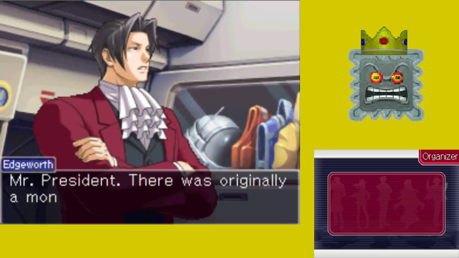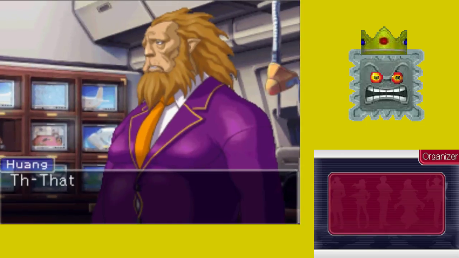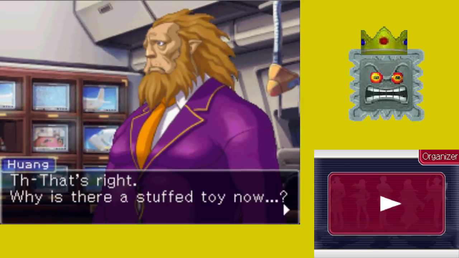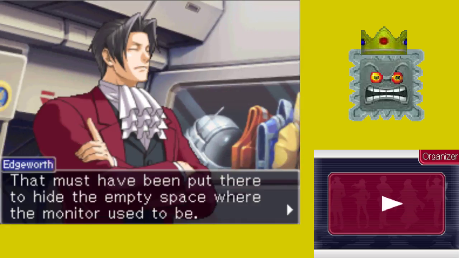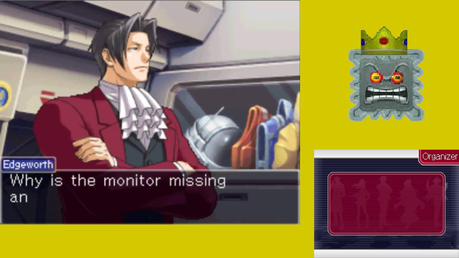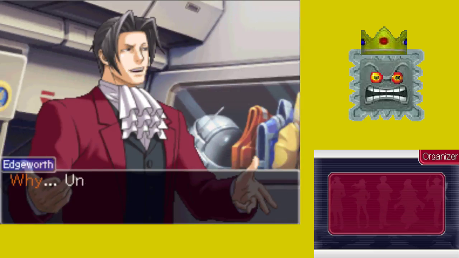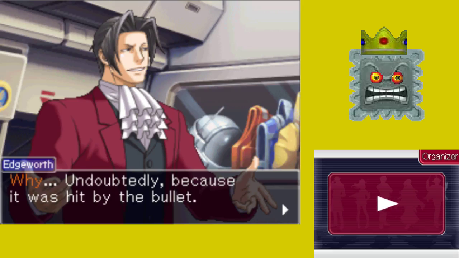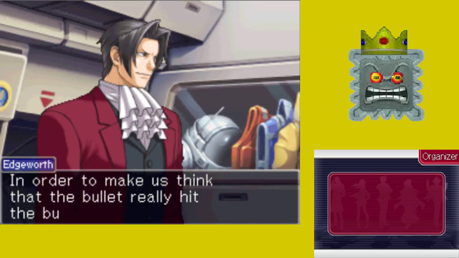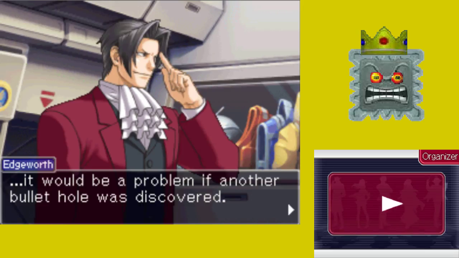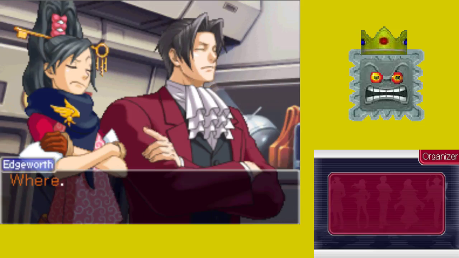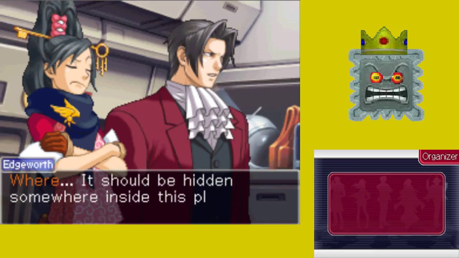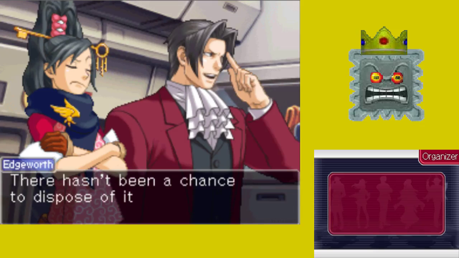Mr. President, there was originally a monitor here, wasn't there? That's right. There is a stuffed toy there now. That must have been put there to hide the empty space where the monitor used to be. Why is the monitor missing, and where did it go? Why? Undoubtedly because it was hit by the bullet. In order to make us think that the bullet really hit the bulletproof vest. It would be a problem if there was a bullet hole discovered. So then where did the monitor go? Where? It should be hidden somewhere inside this plane. There hasn't been a chance to dispose of it outside, since it was shot.